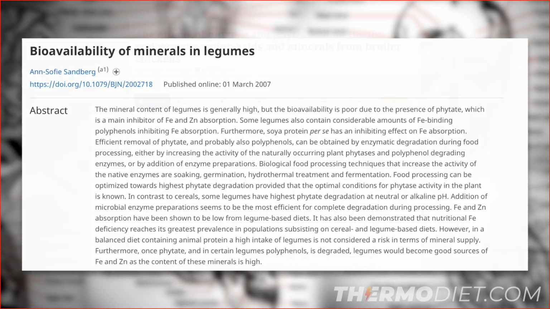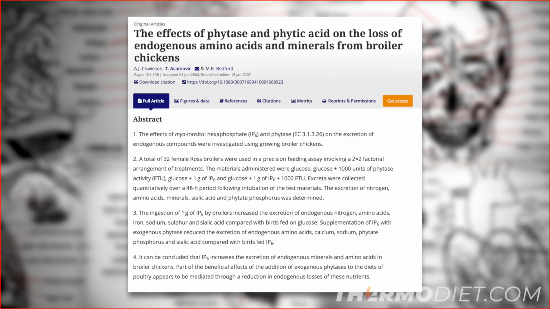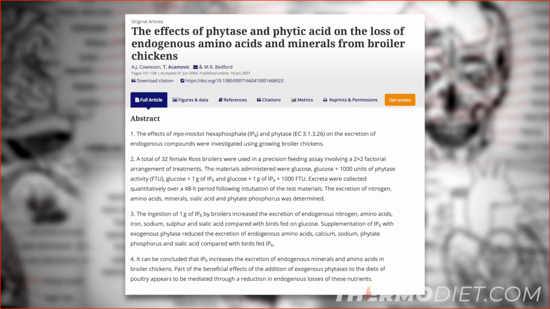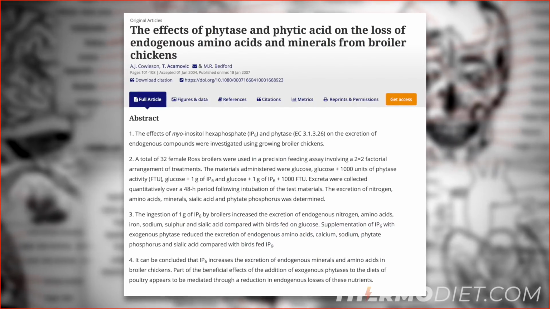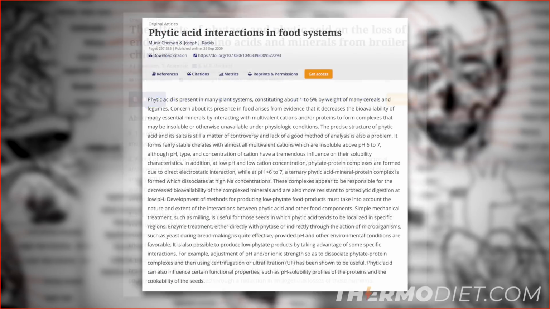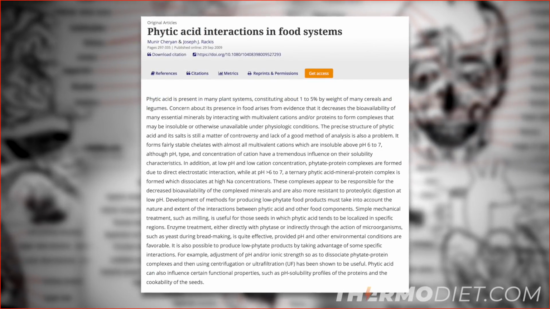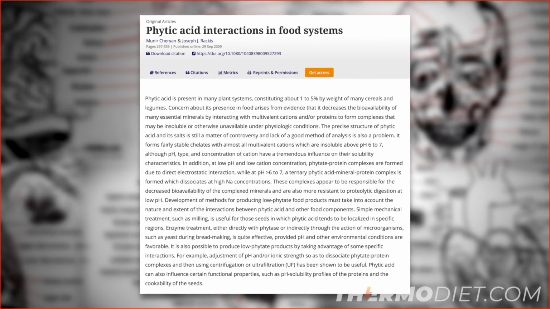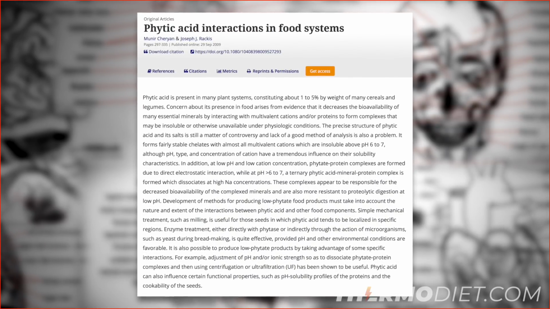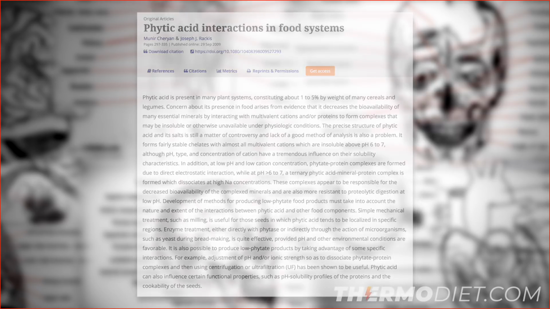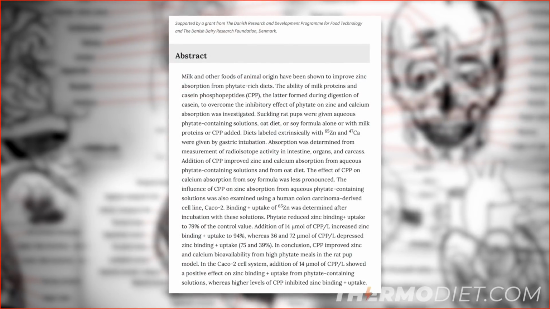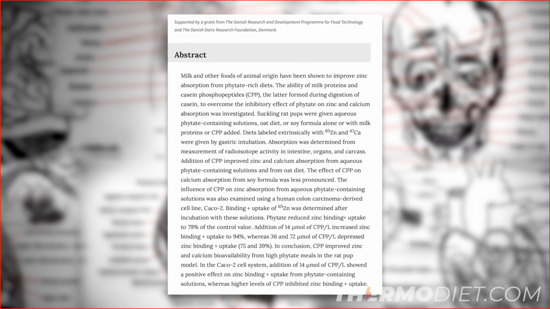This study was actually done on broiler chickens, and it showed that the phytate ingestion over a 48-hour period caused increased excretion of multiple minerals, amino acids, sulfur, nitrogen, and sialic acid. This talks about how phytic acid renders many essential minerals to be poorly bioavailable. It also talks about the mechanism and even talks about how it can bind to proteins in certain pH levels. This study right here showed that phytic acid had a 79% decrease in zinc absorption compared to the control.